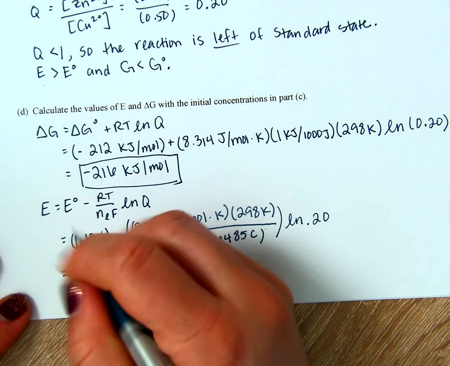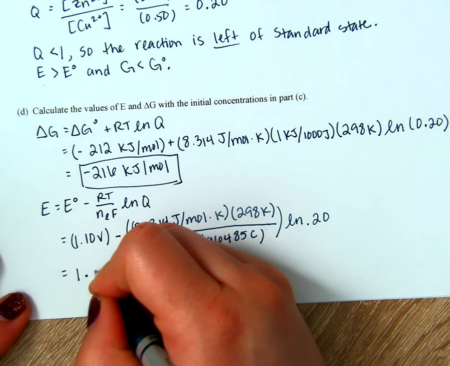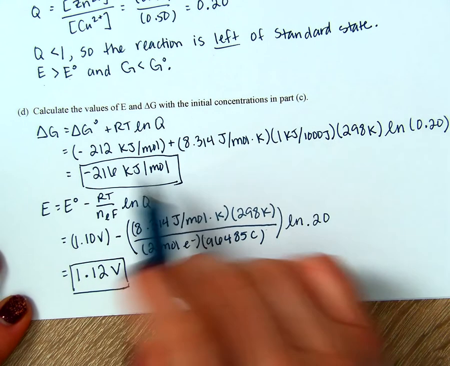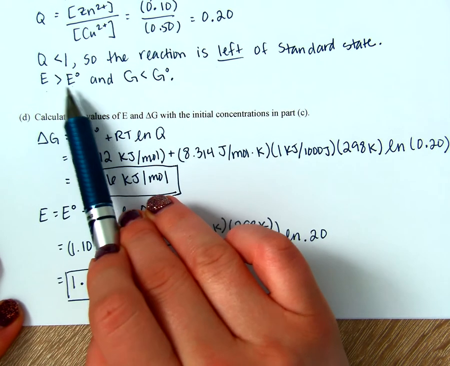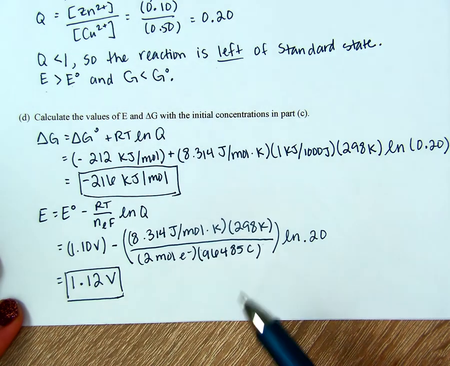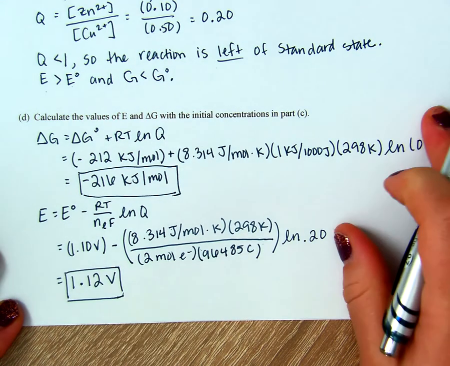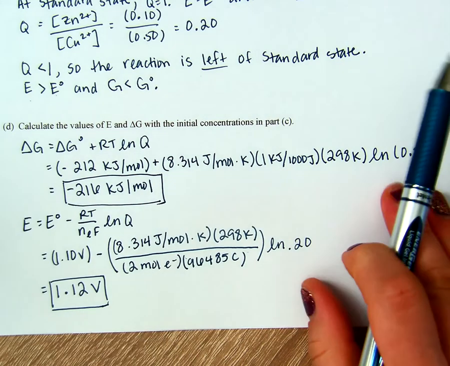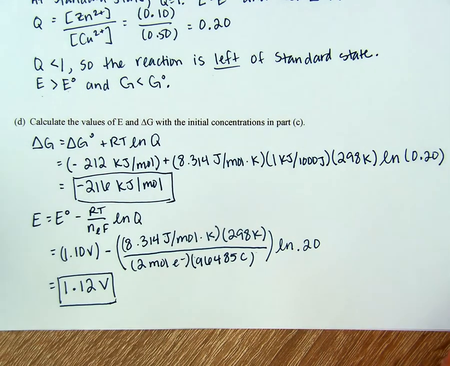So when you plug all of this in, you get a value of 1.12 volts. So is this what we expected? So is the cell potential greater than the standard cell potential? Well, we had 1.12 out of the non-standard state and 1.10 volts at standard state. So yes, that is absolutely a higher voltage at non-standard state.